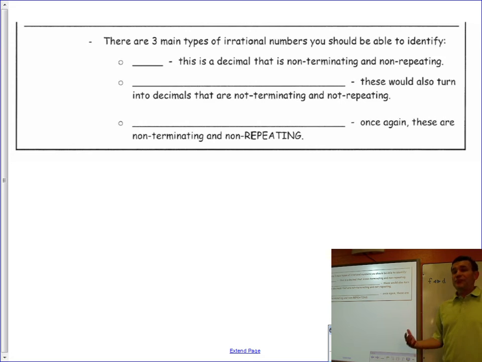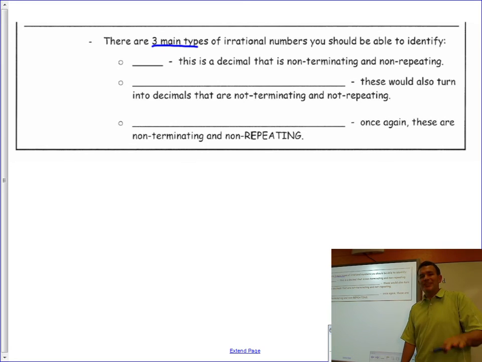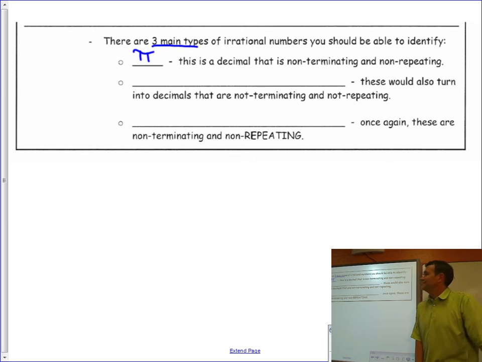Okay, so there's three types of these that we'd like to be familiar with. There are three main types of irrational numbers I'd like you to be able to identify. The first one is easy. Most of you know it. It's pi. Right? Pi is an irrational number, probably the most common irrational number. It's a non-terminating, non-repeating decimal. How many digits can you name pi to? 3.14159. Can you keep going? There's more.